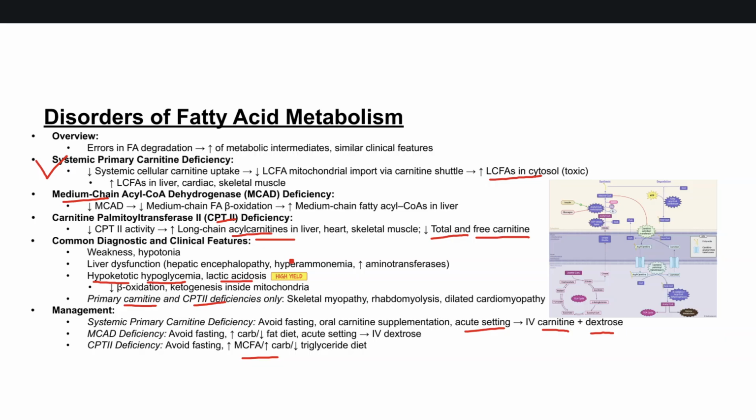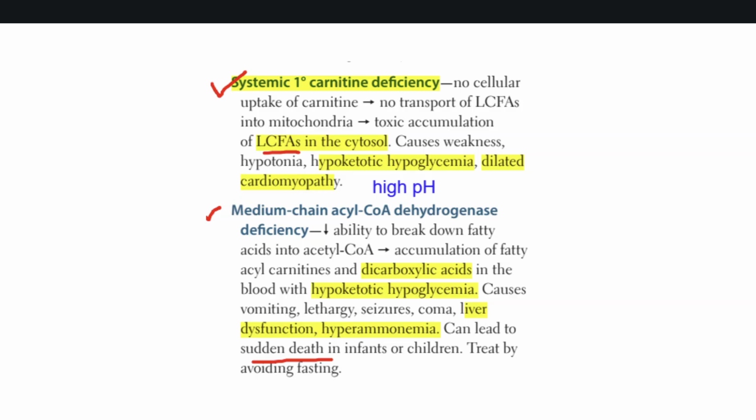Okay, so just so we understand it, here's the thing again with systemic primary carnitine deficiency: LCFAs, dilated cardiomyopathy, and I hope all of this makes sense now. And then MCAD deficiency, you see hypoketotic hypoglycemia again, liver dysfunction, hyperammonemia, and sudden death in children, because it's very hard to have the patient survive, especially a child who needs constant nutrition, and even the milk has a lot of fatty acids, right? And they need to process that. So you may see it early on.